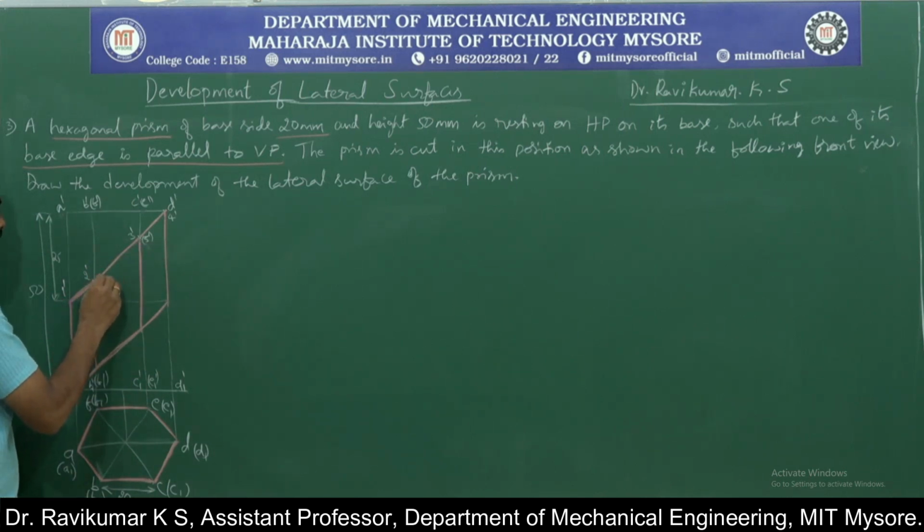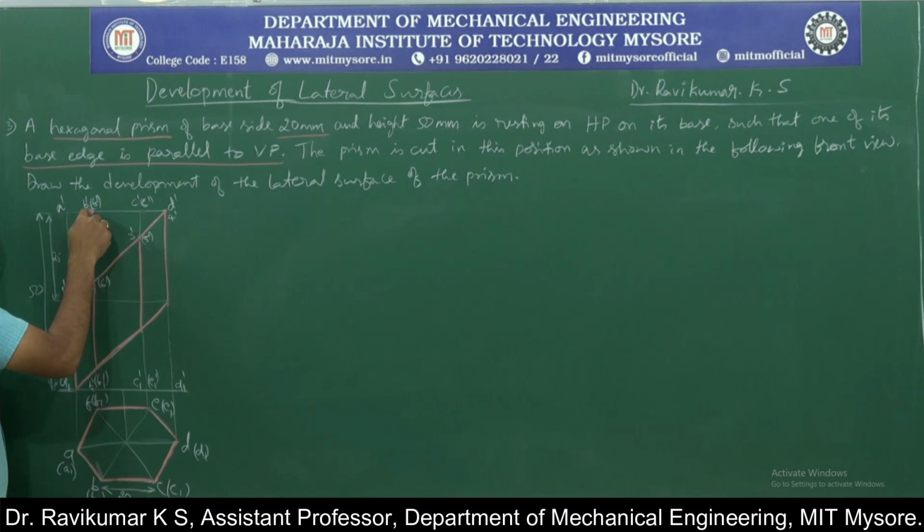Similarly, 6 dash is the point where the section plane cuts the lateral edge F dash, F1 dash. 2 dash is again the same point. It appears the same point, but it is not the same point in the 3-dimensional view. 2 dash is the point where the section plane cuts the lateral edge B dash, B1 dash. Okay, that is 6 dash.